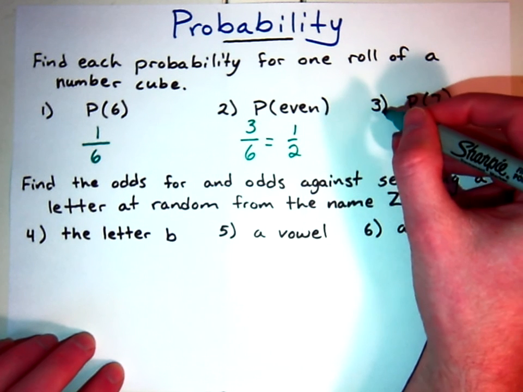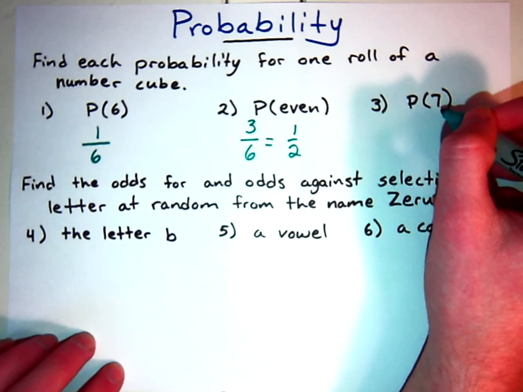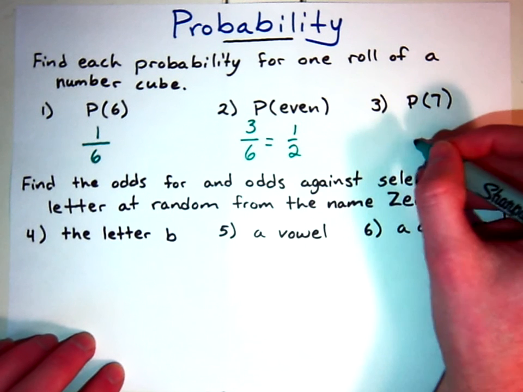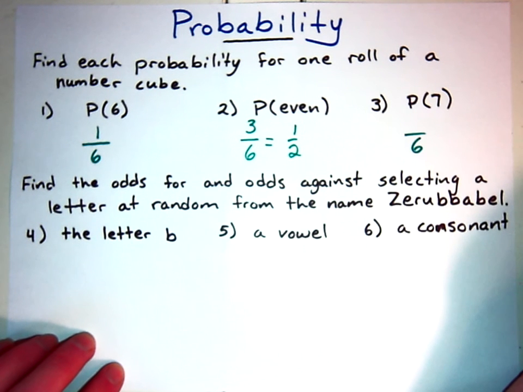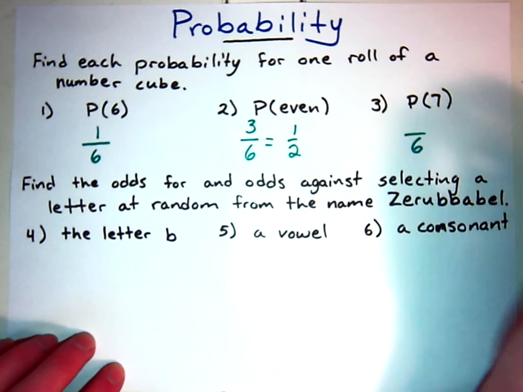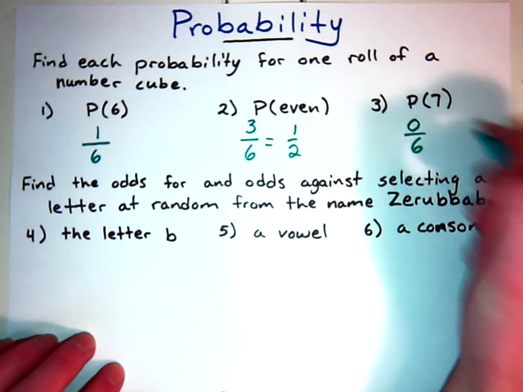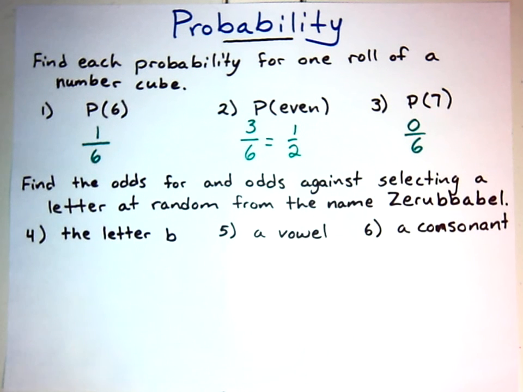Over here, for number 3, what is the probability of the number 7 being rolled? Well, we know that there are 6 possible outcomes. That's, like I said, going to be consistent. But guess what? Number cubes don't include the number 7. So we would actually have 0 favorable outcomes, I apologize. There are 6 possible outcomes, and none of them are the number 7.